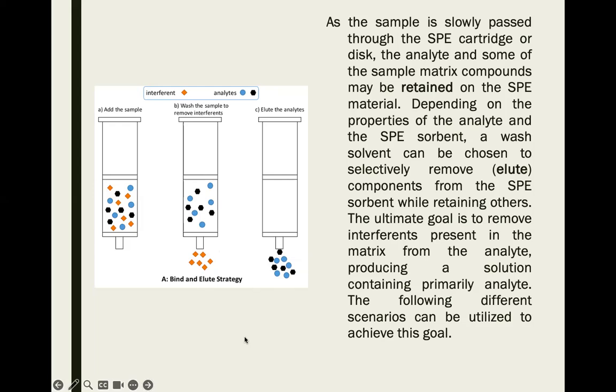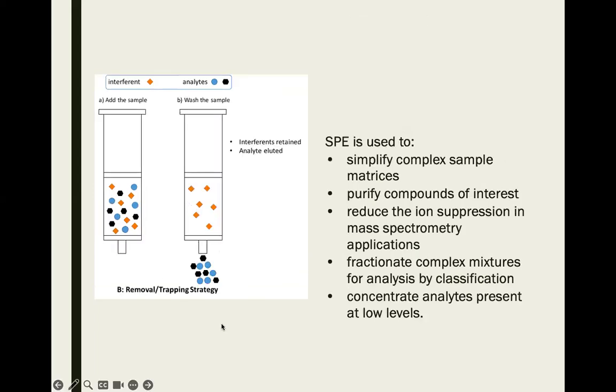This is very useful to remove the interference. And the second one, instead of getting the interference out first, we can trap and then elute out only the analytes of interest. In this case, it is called the removal trapping strategy. Again, using a suitable solvent, we just extract the analytes of interest. We have to know the property of the solvent to make sure it is compatible, that it will selectively bind to the analytes of interest in order to extract or elute them out.